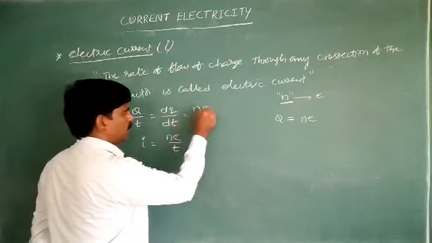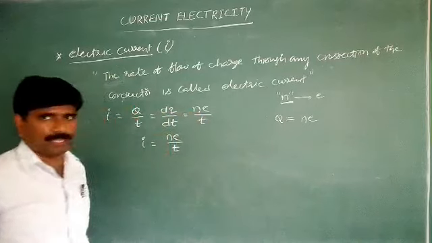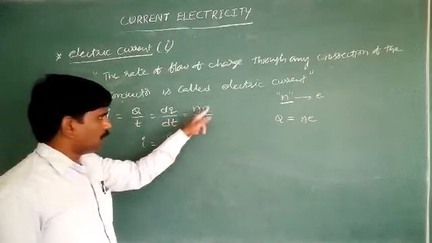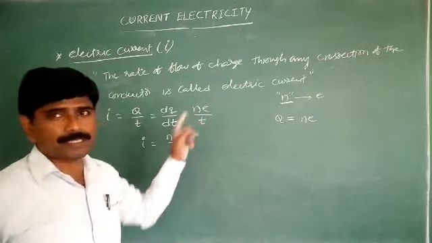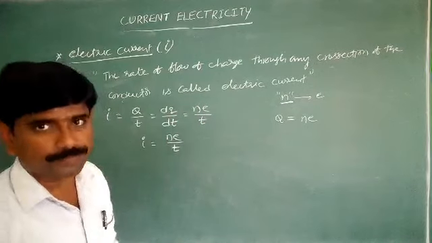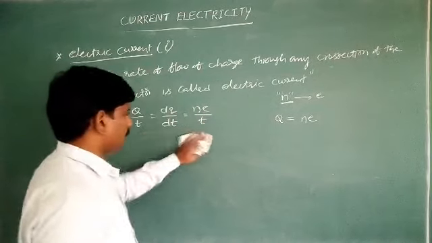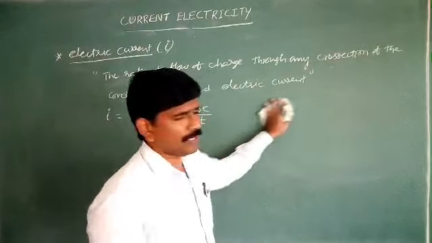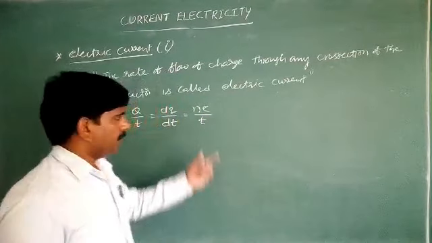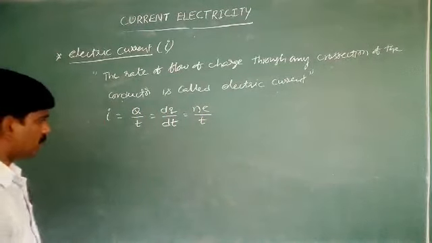So here, in terms of the number of electrons, I is equal to n e by t. Here e means the charge of the electron.